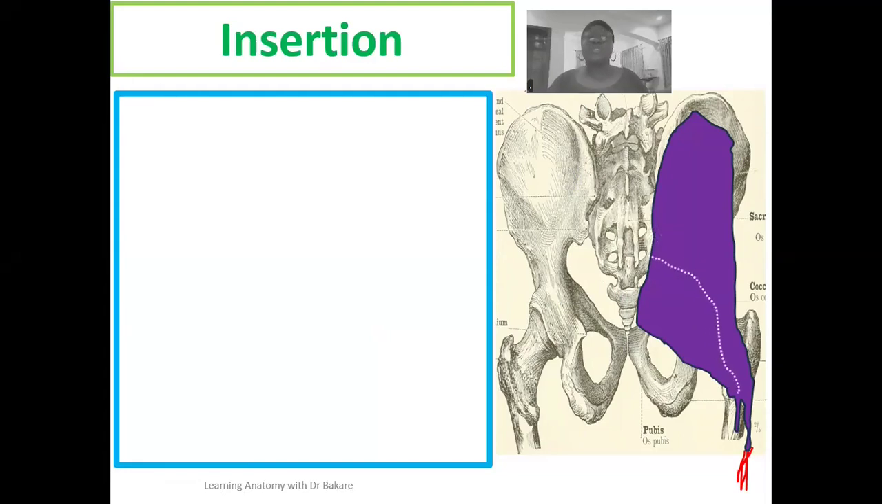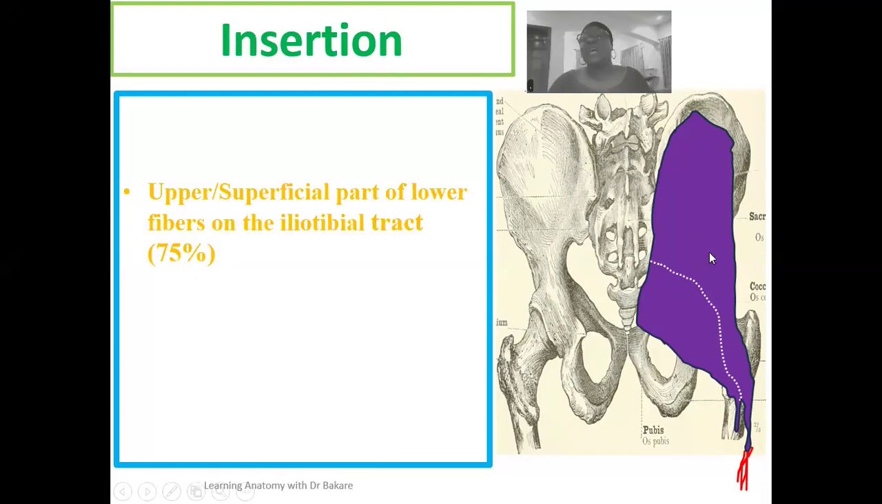So this muscle first is going to be divided into 2 sub-regions. We have the upper region here and we have the lower region. This lower region is further subdivided into the deep part and also the superficial part. So the upper region and also the superficial part of the lower region of the gluteus maximus are inserted on the iliotibial tract. So it is seen to take up like 3/4 of this muscle.